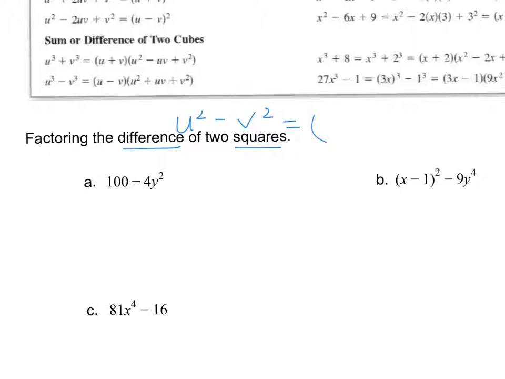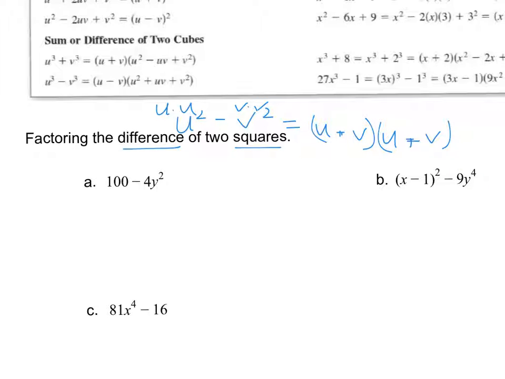Now the result of factoring that is 2 parentheses, and we take one of the u's and one of the v's and place them in each. One parentheses gets a plus, and the other parentheses gets a minus.